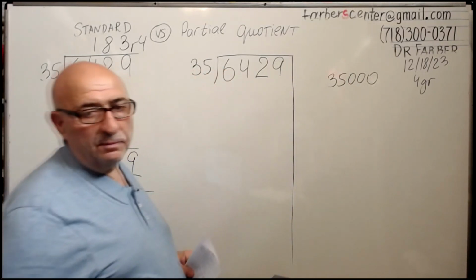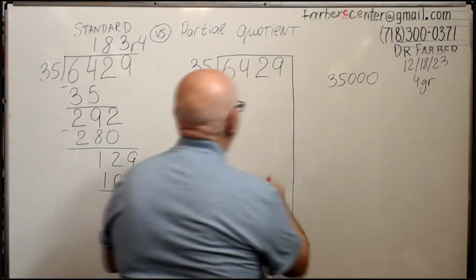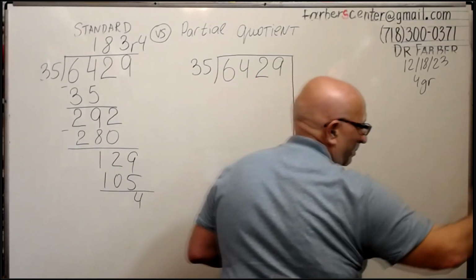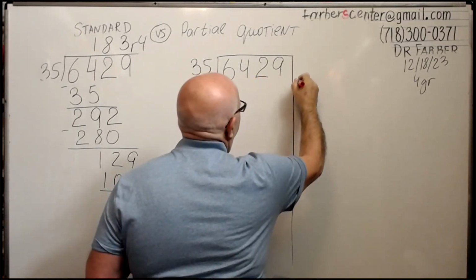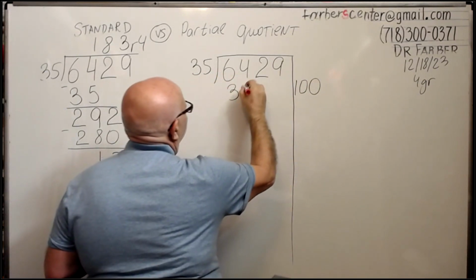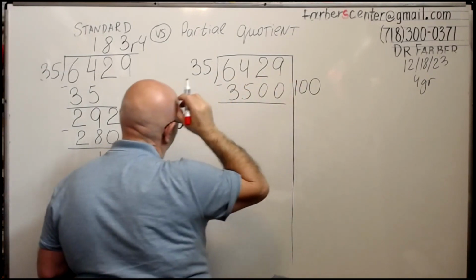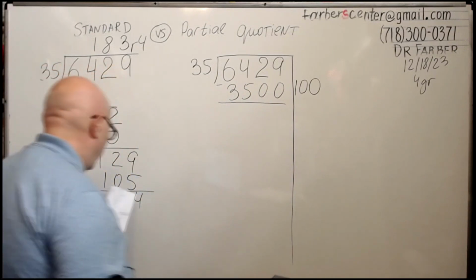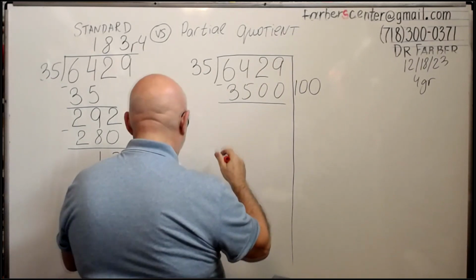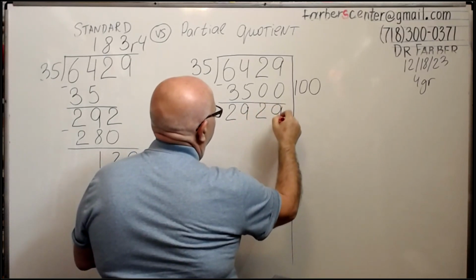Maybe it's 100. Yes, 100. And after that, we multiply, this will be 35 and 2 zeros. After that, we subtract, right? Help me, Antonio. Continue. When I subtract, what will I get? You'll get 2,929. Good.